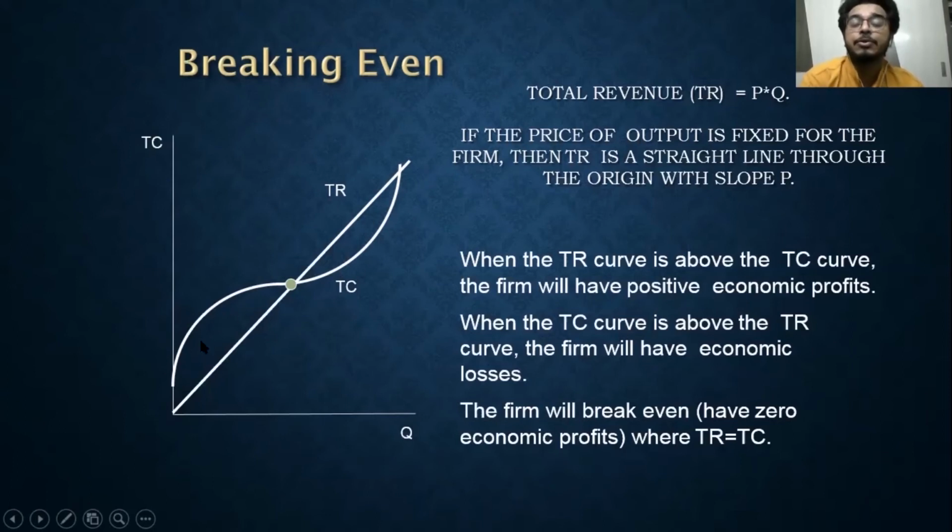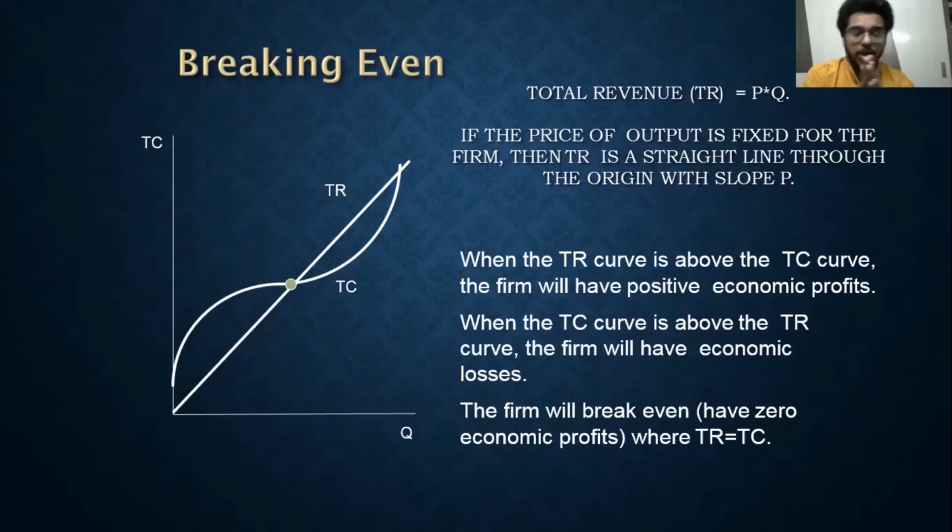Initially, for the first few units of production, we always incur a loss. The total cost is larger than total revenue. The gap, that means the loss, expands initially, and then the total revenue and total cost become similar to each other. Then the firm will break even. That is what we call the break-even output.